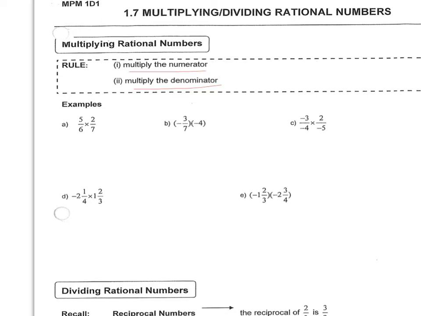Alrighty, so we're going to multiply numerator and denominator straight through, okay? You try to do your reducing, you can either do it before or after, but you need to reduce just like we've always done before with rational numbers, okay? So reducing is always part of it.